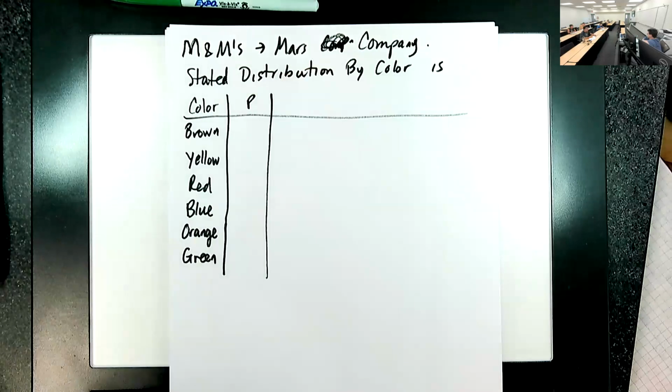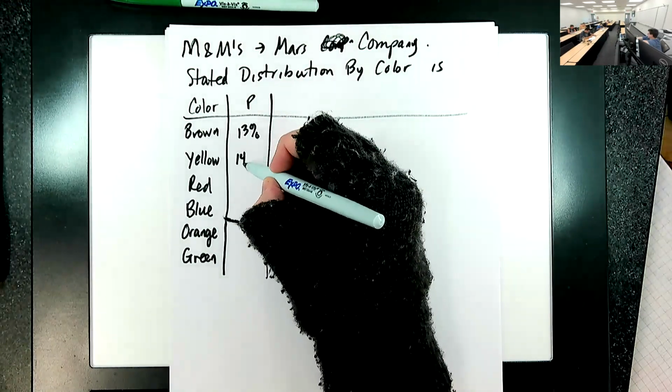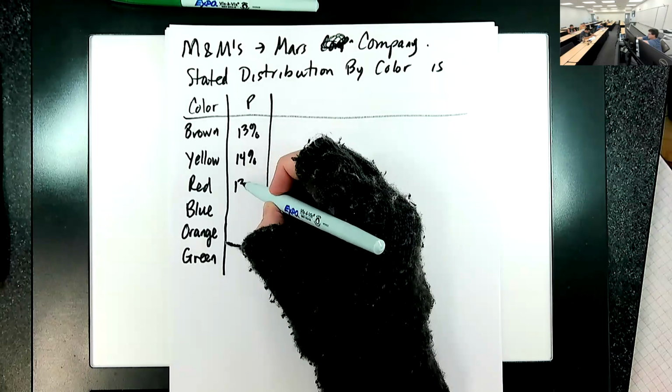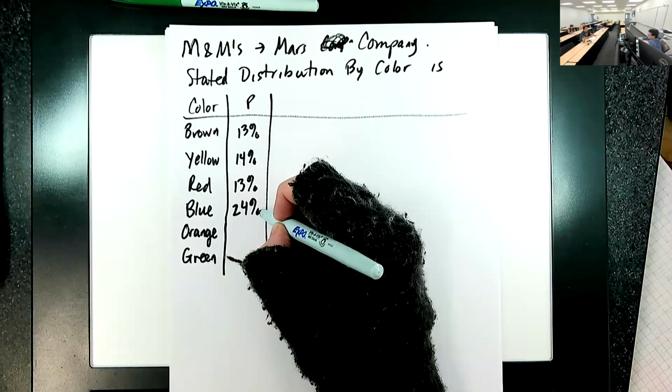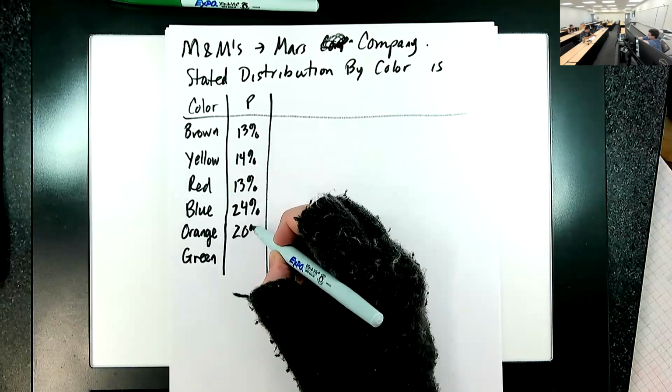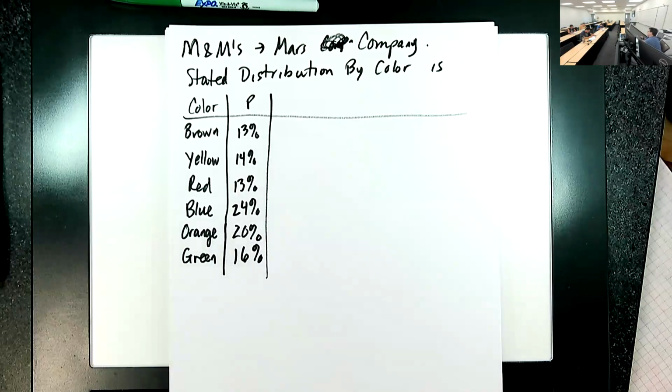The proportions are 13% for brown, 14% for yellow, 13% for red. Blue gets a whopping 24%, orange is 20%, and green is 16%. They are not equal. It's kind of trippy.